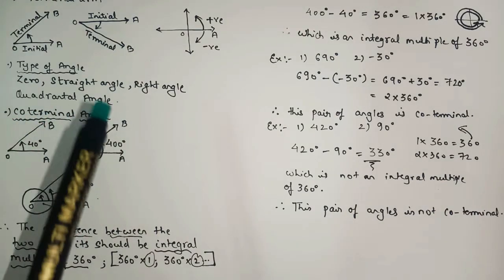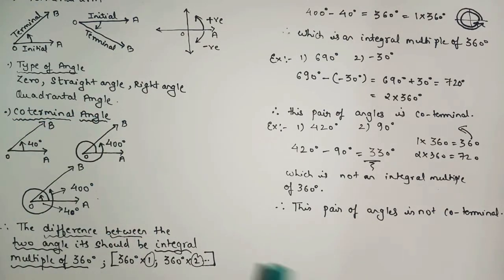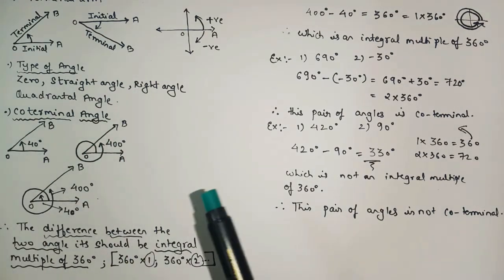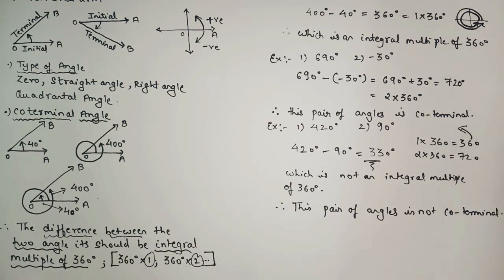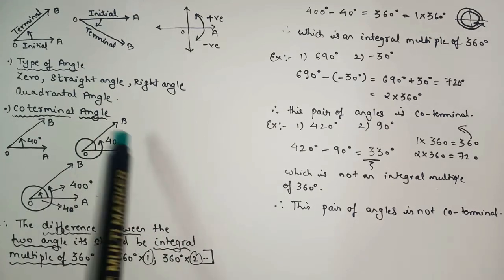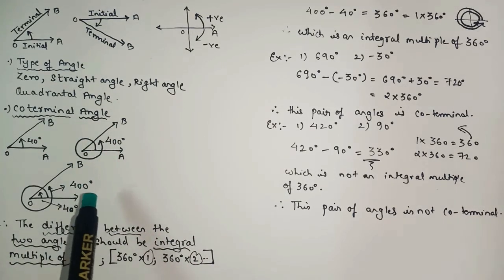Coterminal angles will play an important role in this chapter, as the first question of your first exercise is based on it. As I explained in simple language, the difference between the two angles should be an integral multiple of 360. If the difference is not an integral multiple of 360, then we can say that the given pair of angles does not form coterminal angles.